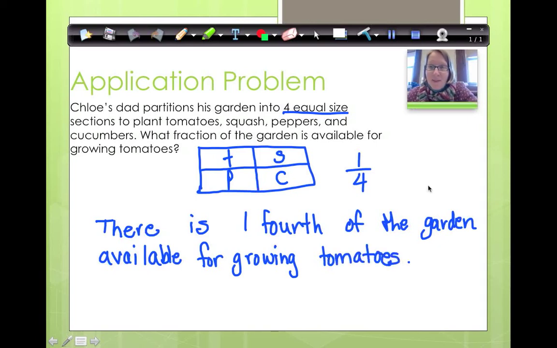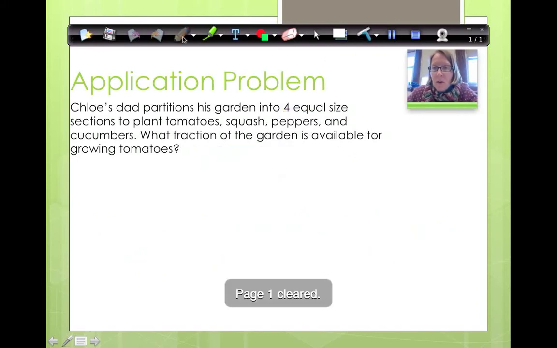Now, you want a challenge? Because once you get kids involved, everything changes. So let's get Chloe involved. Chloe says, Dad, I like beans and I like lettuce. Can we grow beans and lettuce too? Well, Dad says, sure, but it all has to be equal. I'm an equal kind of guy. Everything has to be equal. We need a spot for lettuce, because Chloe talked her dad into it, and beans.